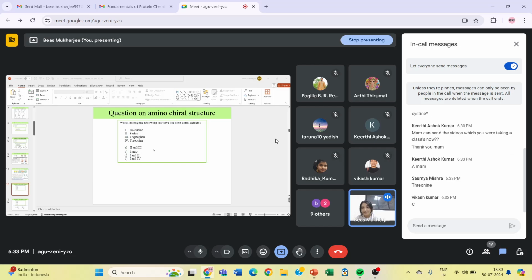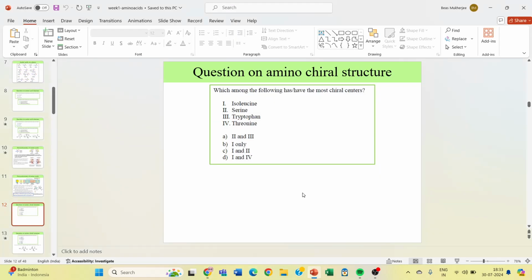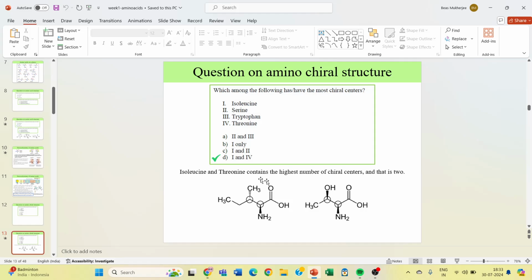C. C is 1 and 2. Okay. Let us look at the right answer. So the right answer is actually D, 1 and 4. So see, this is the structure of isoleucine. This is one chiral center, this is another chiral center. And about threonine, this is one chiral center and this is another chiral center. So both of these amino acids actually have 2 chiral centers.